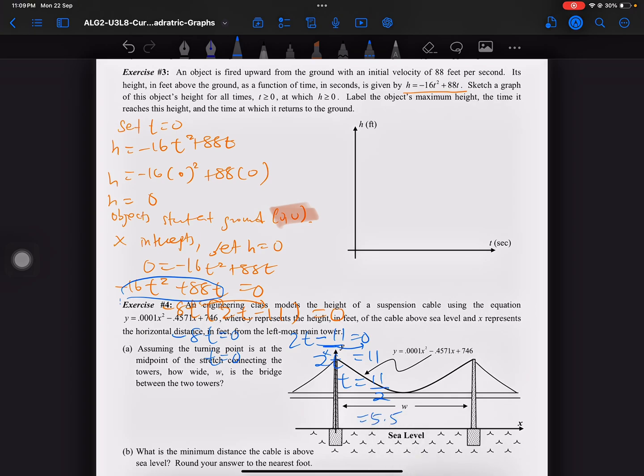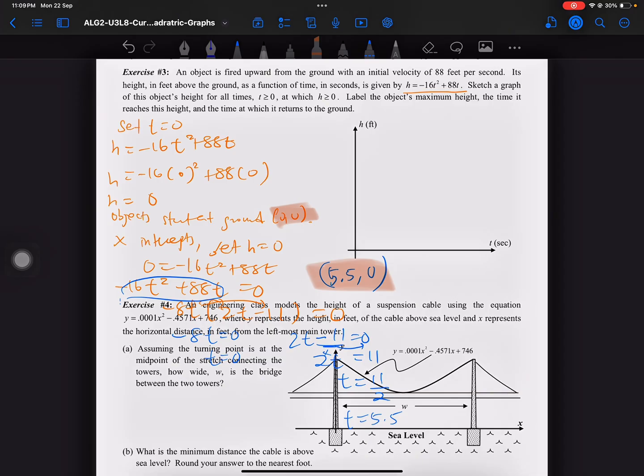So this one is 0, 0. The other one is 5.5 and 0. So this is the second coordinate. Next, I want to find my maximum height. So the question says that the maximum height is also a turning point.